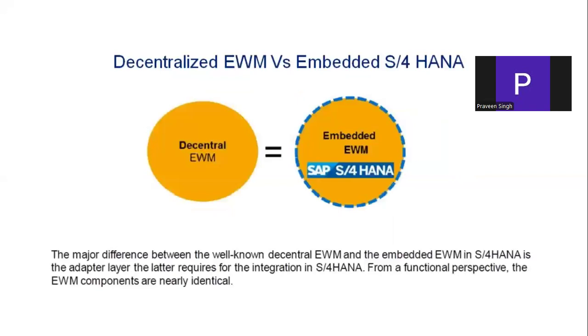So what are the differences between the decentralized extended warehouse management and embedded S/4HANA? Decentralized warehouse management is the well-known EWM, and embedded EWM is also there. And S/4HANA also has an extended adoption layer, which integrates with S/4HANA from the functional perspective. Both the EWM components are nearly identical.